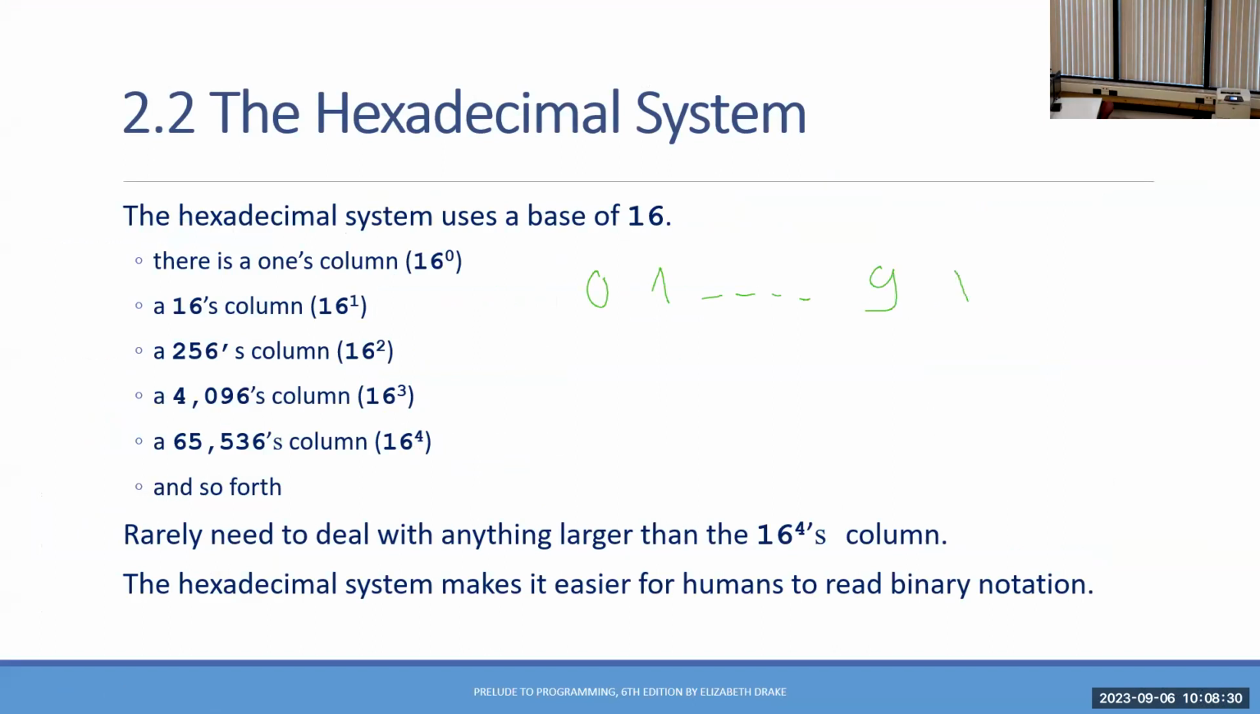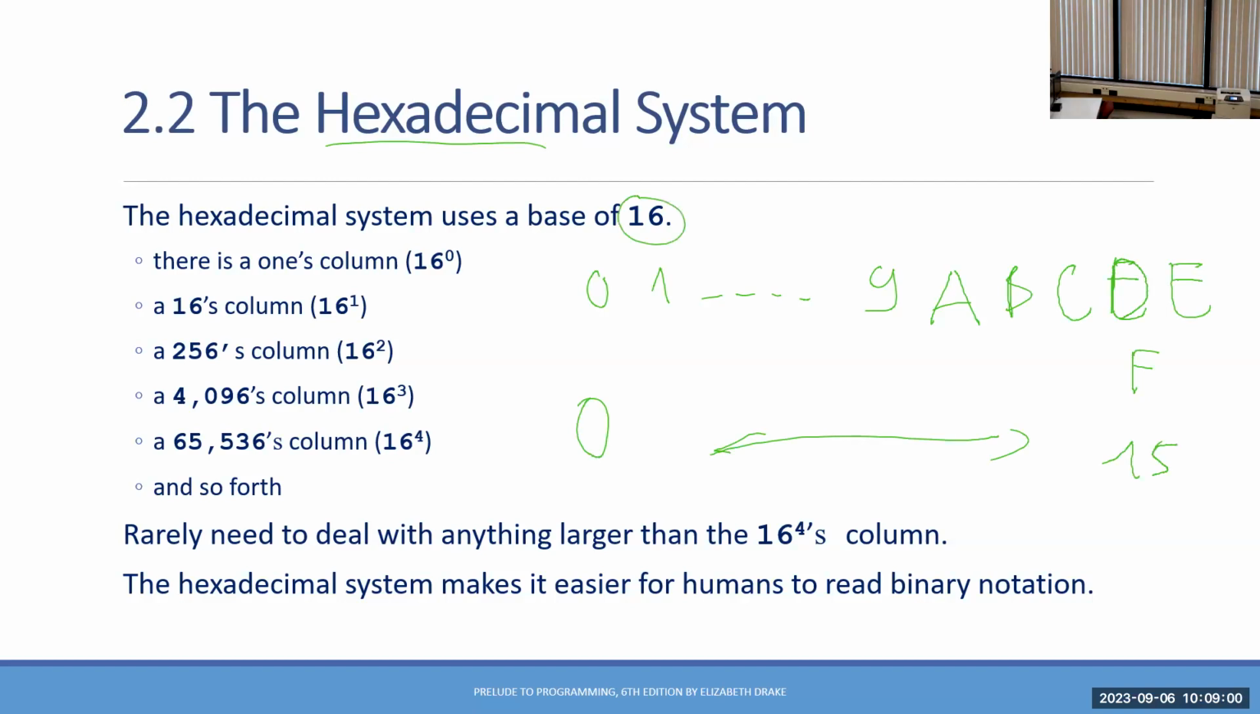Now, you can think about A, it's the same as 10. You have B, it's 11. You have C, 12. D is 13. E, you have 14, and you have F. You can think about 15. Right? So see, you have everything from 0 to 15. So basically, you have 16 values for each digit. That's why they call it hexadecimal, base of 16.